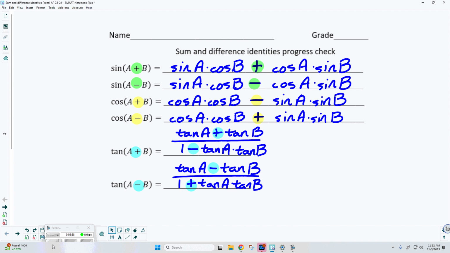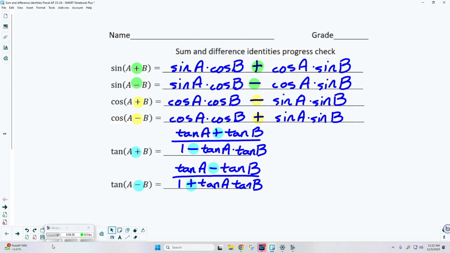Remember, there were a few patterns that we wanted to recognize. If you're adding or subtracting angles inside of sine, you keep the operation when you expand it. Adding or subtracting inside of cosine, you change the operation. Sum becomes difference and vice versa. And then tangents are the only ones that have fractional identities. If you're adding in tangent, you keep the addition up top, but it's the denominator where you change that operation.